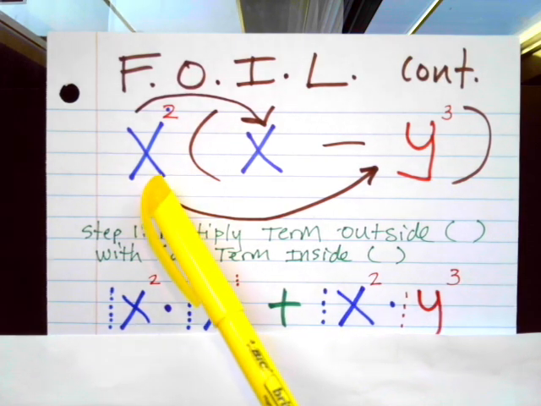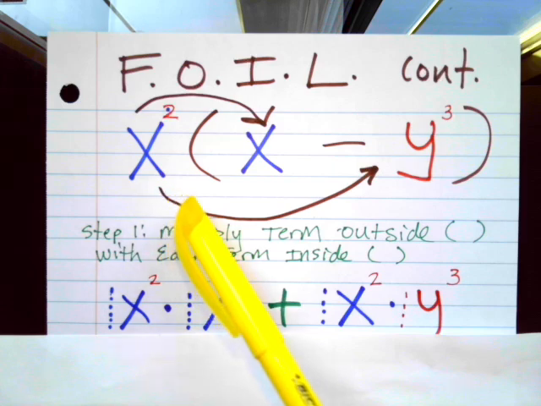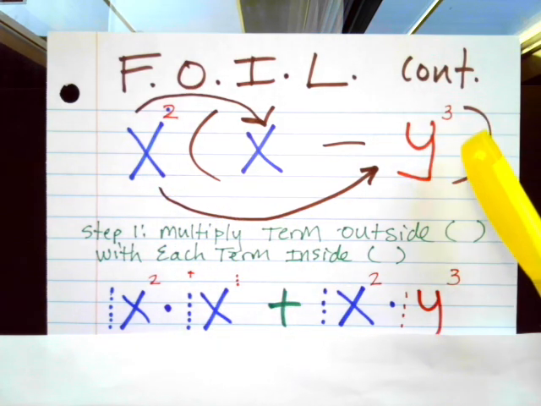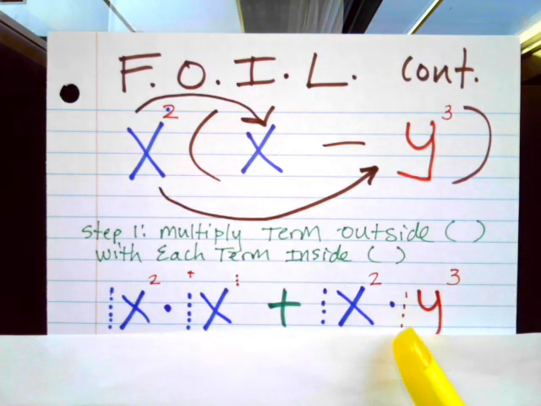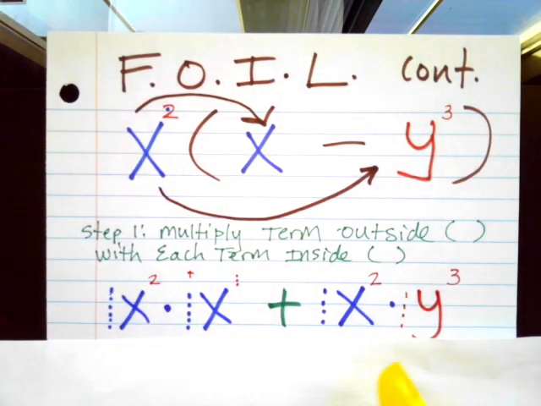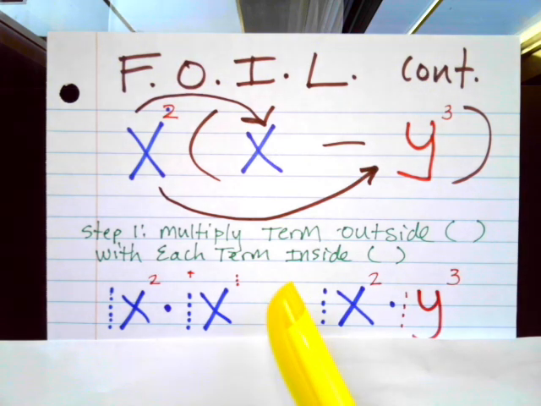Okay? Then we're going to distribute or multiply this x squared term times this negative y to the third power term. And that's what I'm showing you here. 1x squared times 1y cubed, and I'm going to add a plus sign between these two terms. You can look at it as a plus 1x squared or just a plus sign and a positive 1x squared.